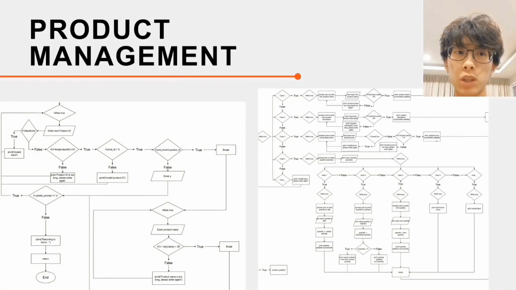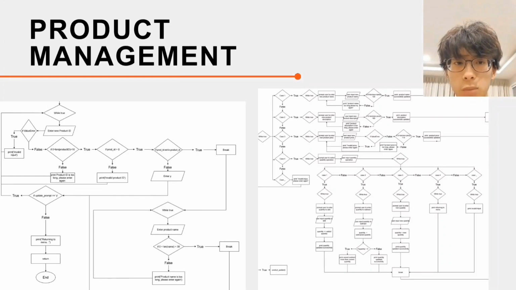Next are the flowcharts for the product management functions. On the left here, we have a segment of the add product function. Now I would like to draw your attention to the entering of product ID. As you can see, if the user attempts to input a product ID that is too long or too short, the system will not accept it. The same is true for other details of the product such as name and description.